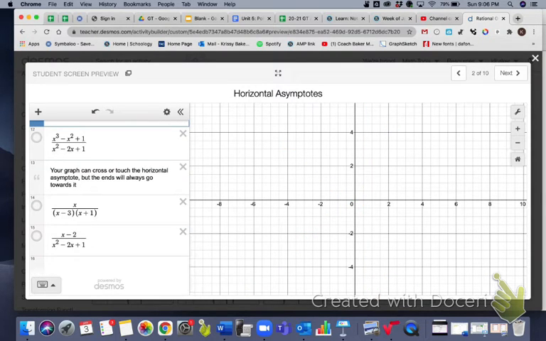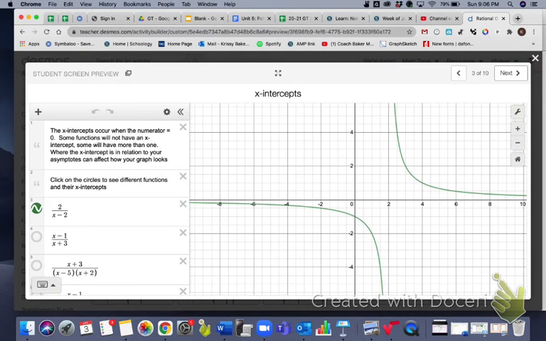And again, our graph can touch or cross a horizontal asymptote. All right, so it is possible to cross it and touch it, but the ends are still approaching that horizontal asymptote. Okay, so again, here it kind of does one of those things where it crosses over it, but the end is still going towards where that asymptote is. All right, and the last feature are the X-Intercepts. The X-Intercepts are really what kind of makes our graph do some of the different things that it does.